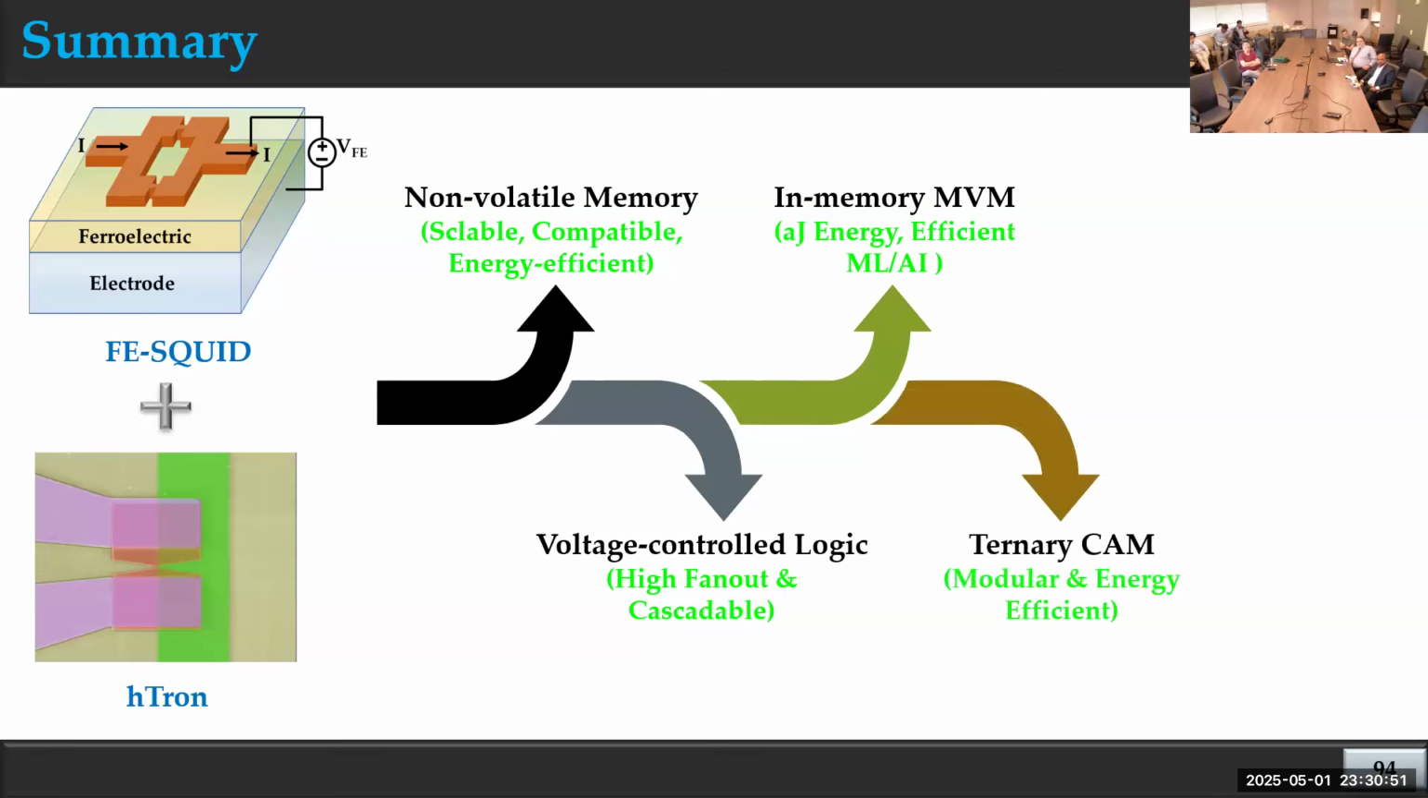environment. We also designed this ternary content addressable memory where we have this modular behavior. We have 2 different modes, one for exact searching and another for the Hamming distance calculation. And we have this advantage for the exact searching mode where we get the binary decisions directly.